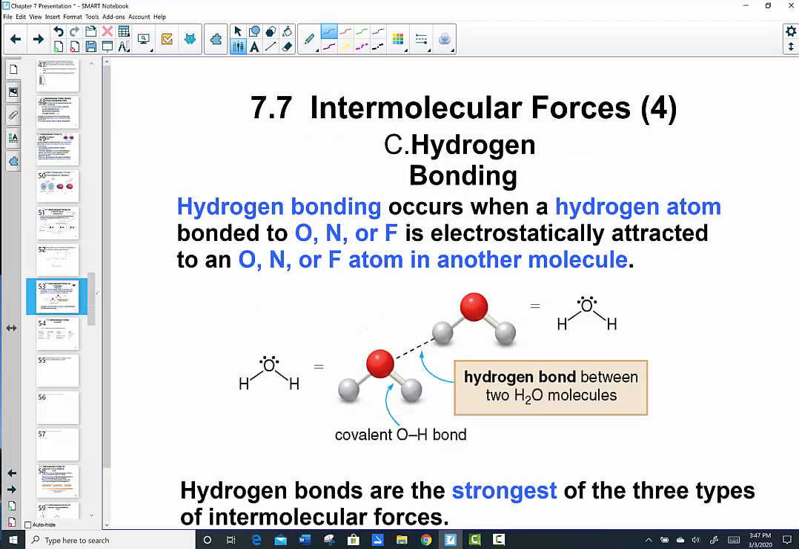The third and most powerful intermolecular attraction is called hydrogen bonding, and it's a very special criteria of a polar molecule. Hydrogen bonding occurs when a hydrogen atom is bonded to an oxygen, nitrogen, or a fluorine. So here's H to N, here's H to O, here's H to F.